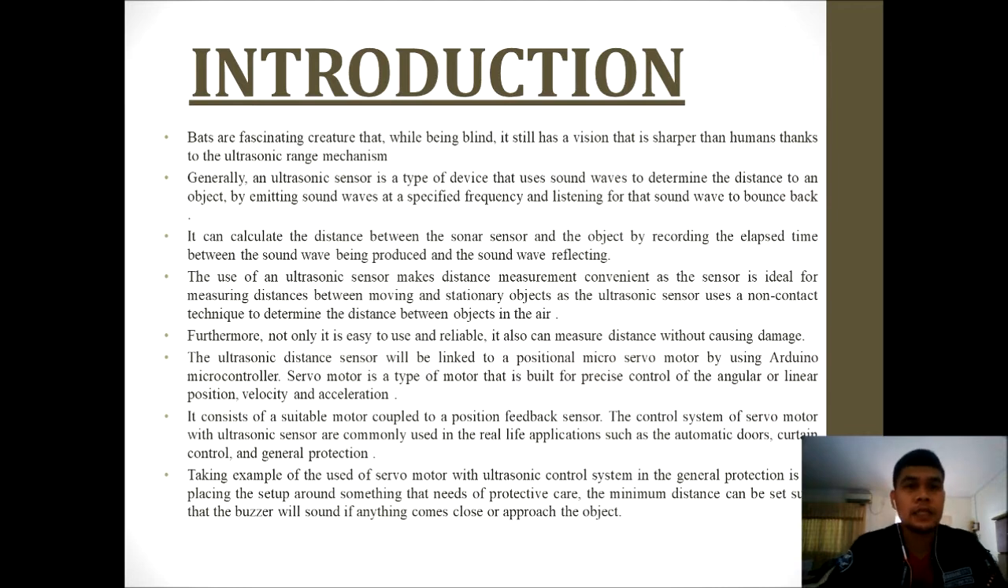First is bats. Bats are fascinating creatures that, while being blind, still have a vision that is sharper than humans thanks to the ultrasonic range mechanisms. Generally, an ultrasonic sensor is a type of device that uses sound waves to determine the distance to an object by emitting sound waves at a specified frequency and listening for the sound waves bouncing back.